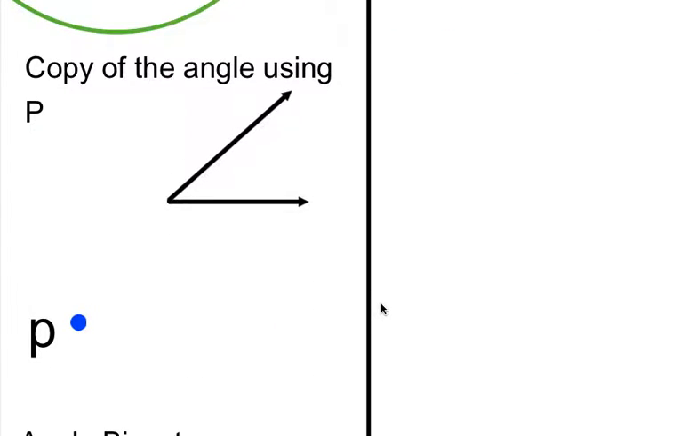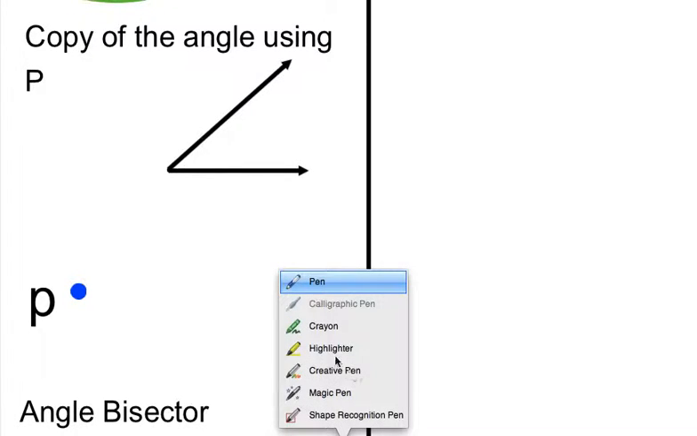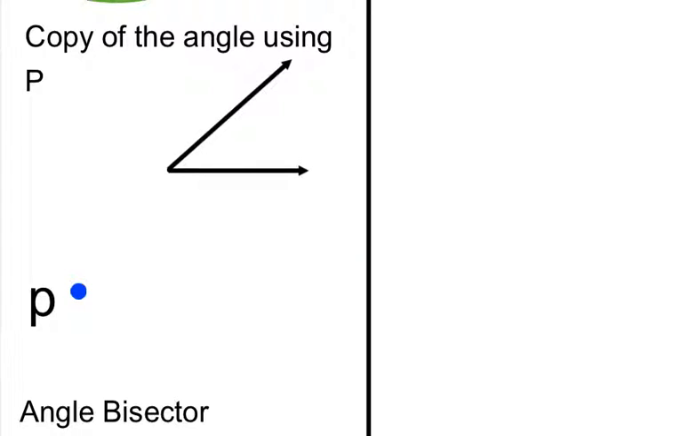So here we need a copy of the angle using P. So this is very similar to the Khan Academy one where I have this angle. The important thing to note here is if I have to copy anything, it boils down to copying points. So that's what I'm going to identify first, like where are the points in question.